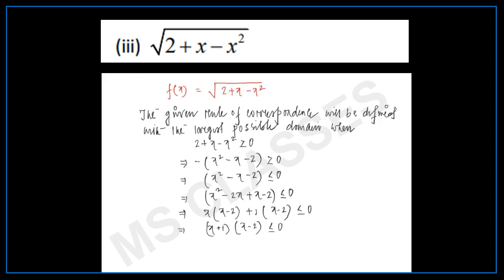Now we take a number line from minus infinity to infinity, with critical points minus 1 and 2. Plus on the right hand side of the highest critical point; power odd, sign changes; second power odd, sign changes. So we get that x belongs to minus 1 comma 2, which is the required domain. So we write here the domain of f is minus 1 comma 2.